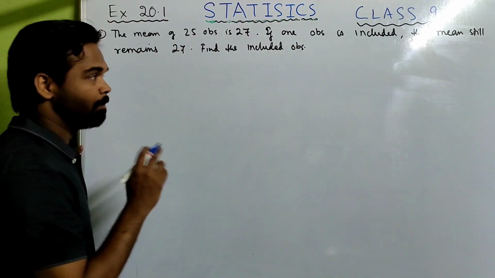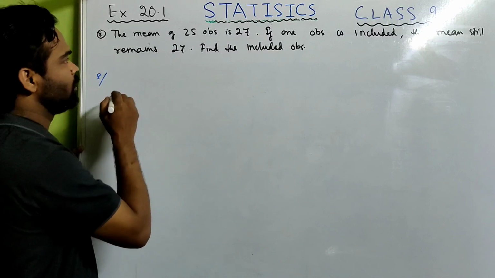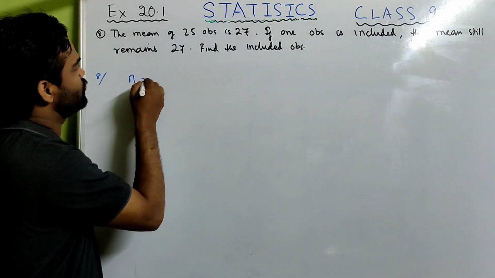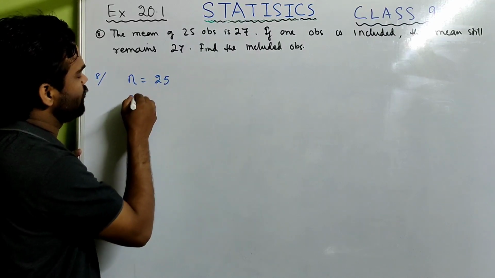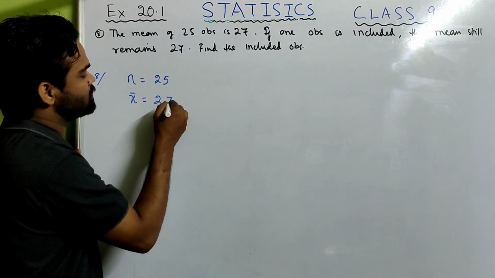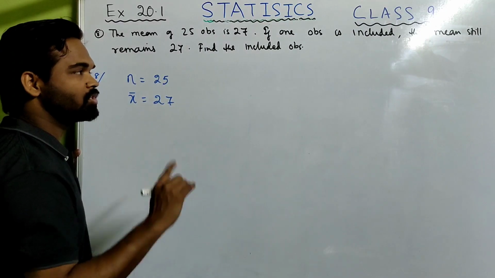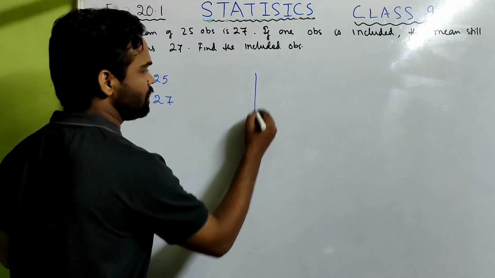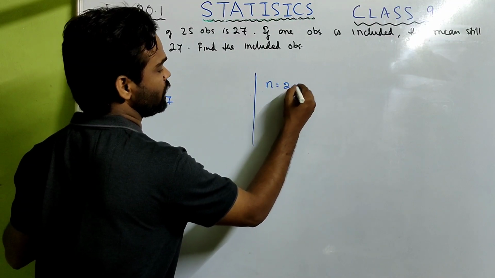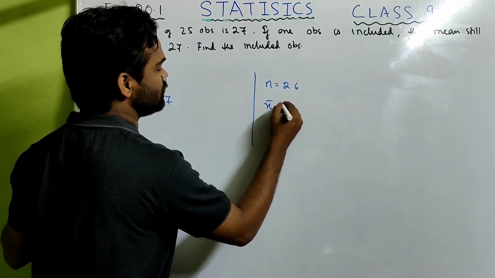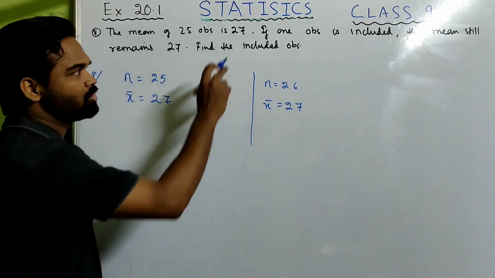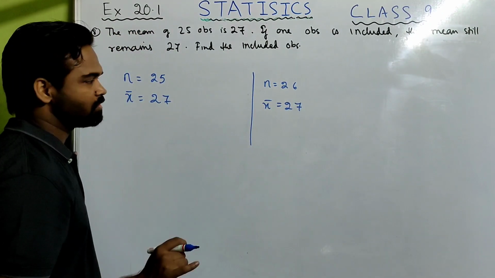Now look at this sum, number 8. The mean of 25 observations is 27. So the number of observations is 25 and the mean is 27. If one observation is included, the mean still remains 27. Which means the number of observations becomes 26, but the mean is still 27. So one number is included. You need to find that number or observation.